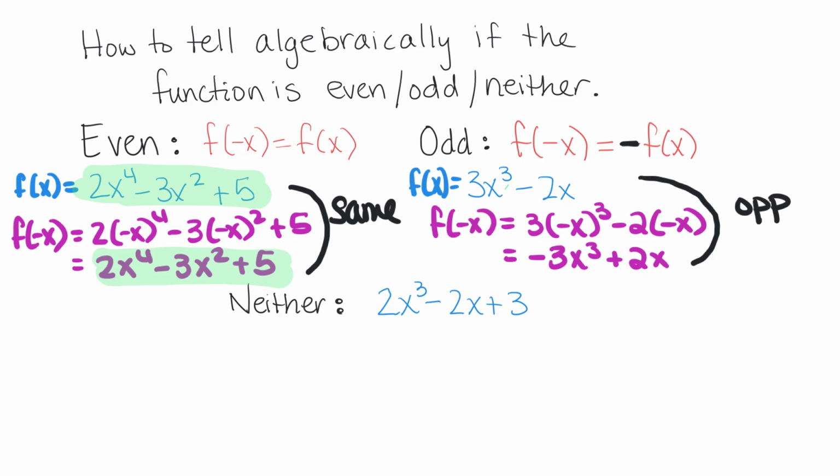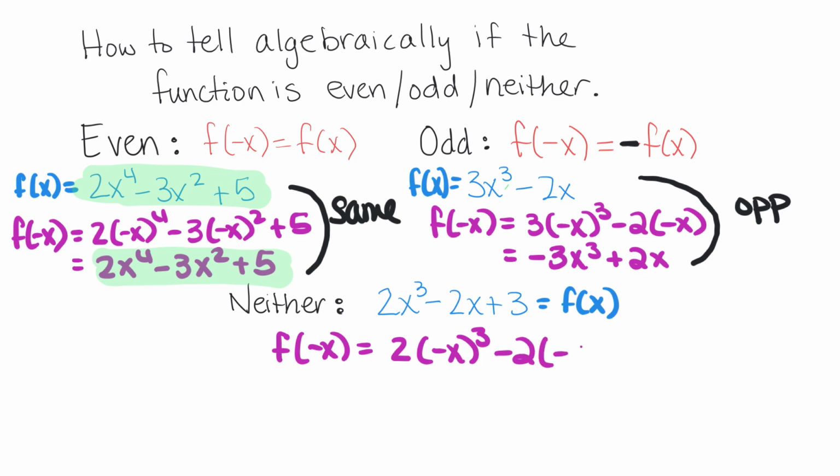Okay, let's look at this next one. So this one I'm telling you is neither. Okay, well, let's see why it's neither. Well, this is my f of x. But to compare, you always want to plug in negative x. So I'm going to do 2 times negative x to the third power minus 2 times negative x plus 3. And let's simplify it and see what we get.